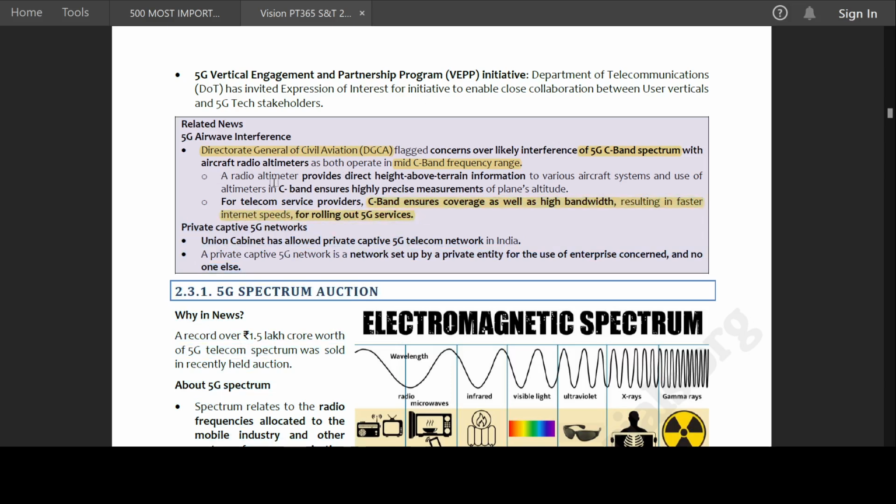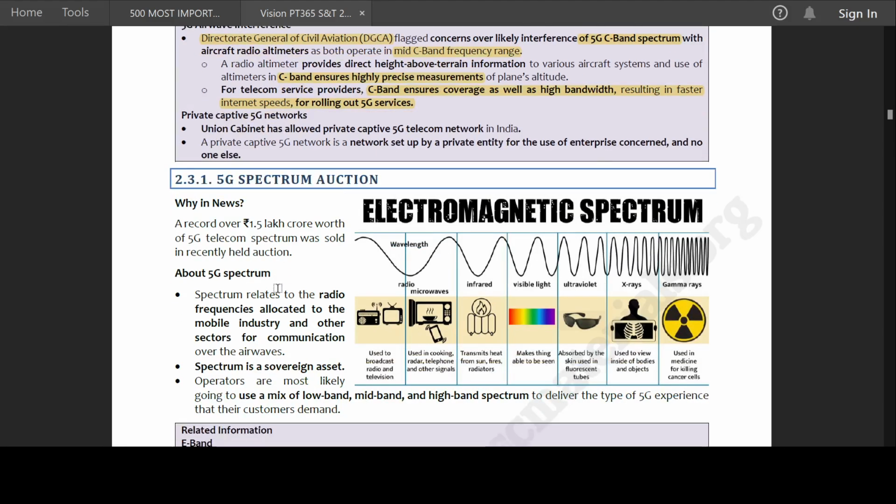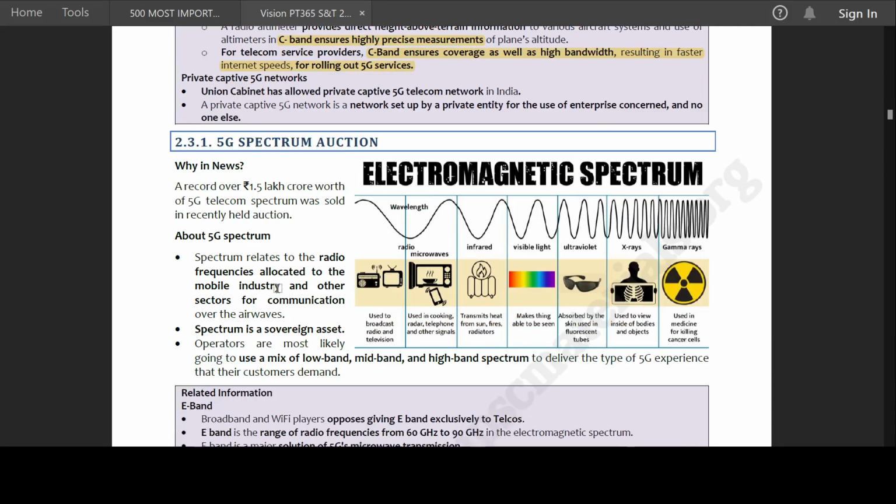A radio altimeter provides direct height above terrain information to various aircraft systems, and use of altimeters in C-band ensures highly precise measurements. Okay. Private captive 5G networks. Union Cabinet has allowed private captive 5G telecom network in India. A private captive 5G network is a network set up by a private entity for the use of enterprise concern and no one else.